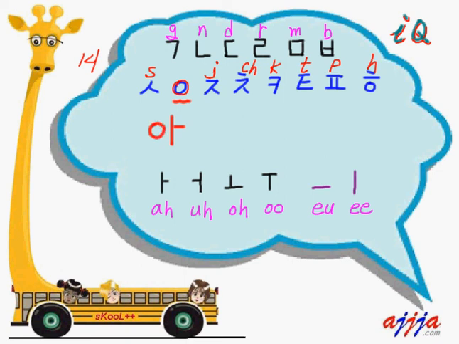This one is the silent. Say again. This one is the first alphabet, then second alphabet together make one character, right? The first one, that's right. This looks like O, we don't pronounce it, okay? Just ah, that's it.